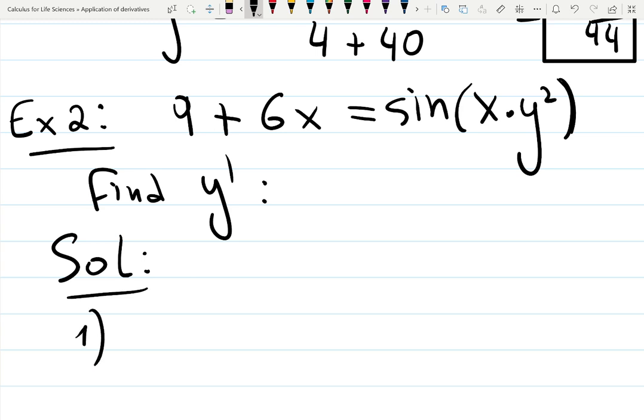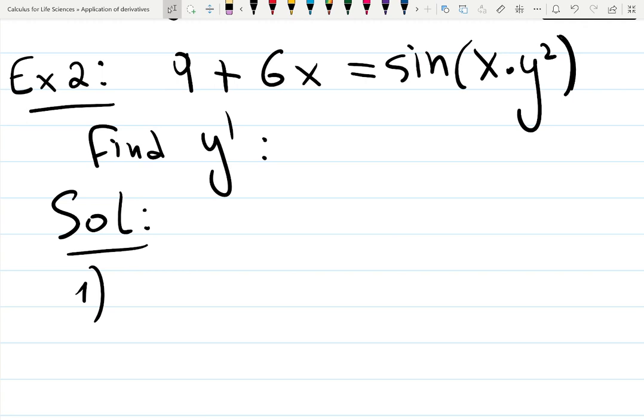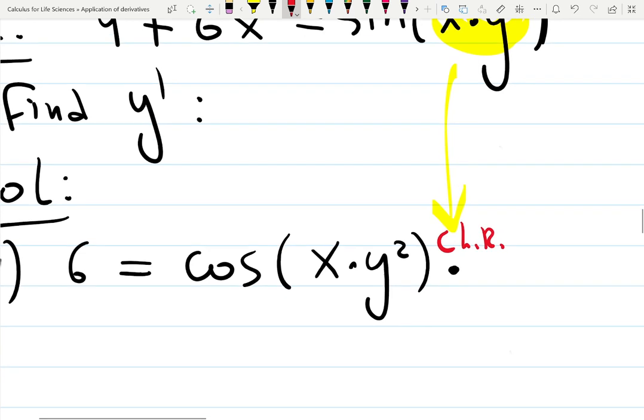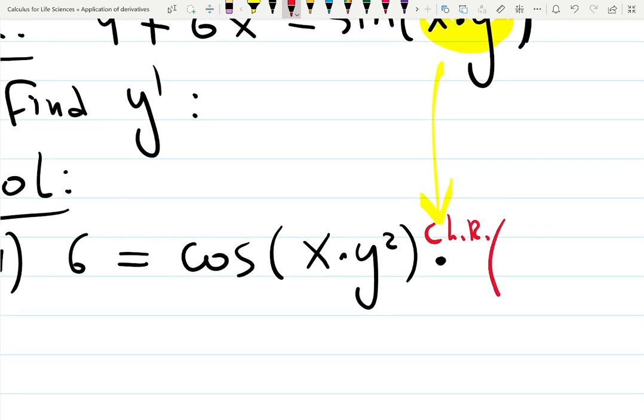Step 1 is differentiate everything you see. The huge bomb, just differentiate everything. 9 gives you 0, 6x gives you 6. Sine: I don't see what's inside, but I see it's chain rule, right? Let me show you that this is a function inside, chain rule. Derivative of sine is plus or minus cosine? Plus cosine. Then chain rule steps in and says, oh, there's a function inside. Please differentiate the function inside.